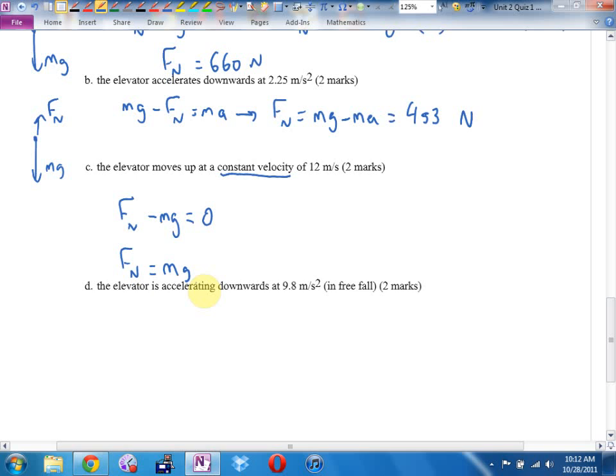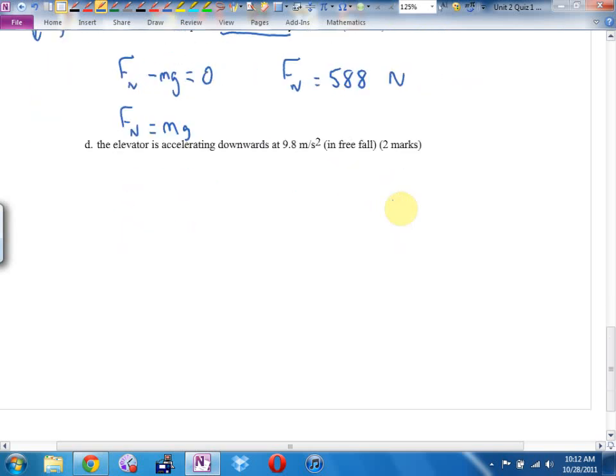What'd you get? Mg is what? 588? What's the answer for D? Prove it. I would have said, okay, gravity. I'm not sure that the normal force is zero. I'll put a small one there.